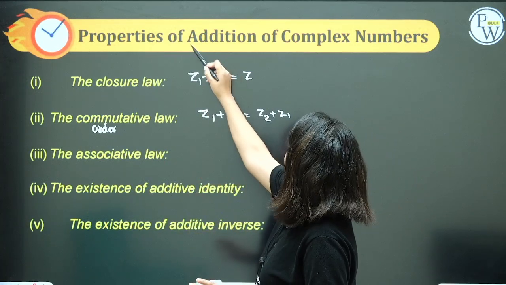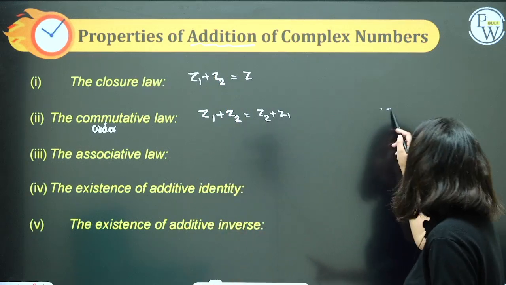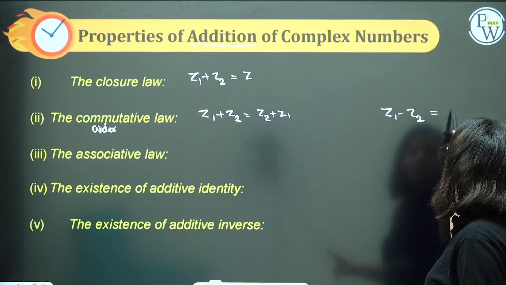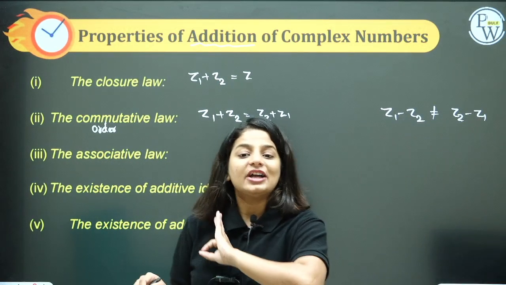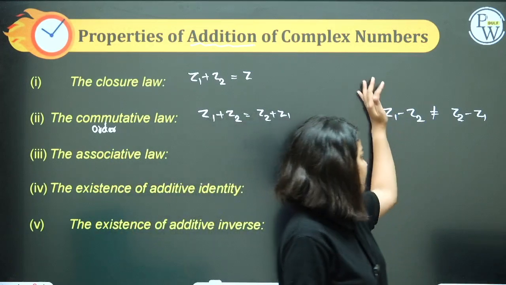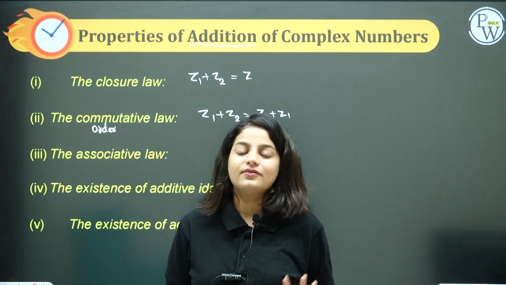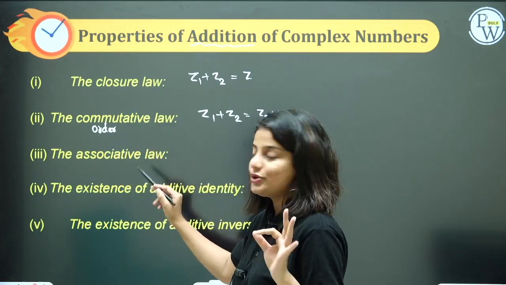We are talking about properties of addition, not subtraction. In subtraction, it will matter. Z1 minus Z2, is it the same as Z2 minus Z1? No. So subtraction is not commutative, whereas addition is commutative. So we are talking about properties of addition. Commutative is order. Associative is grouping.